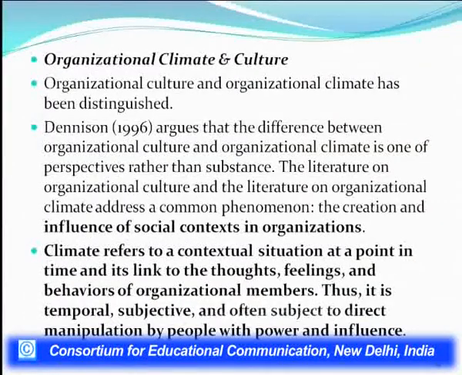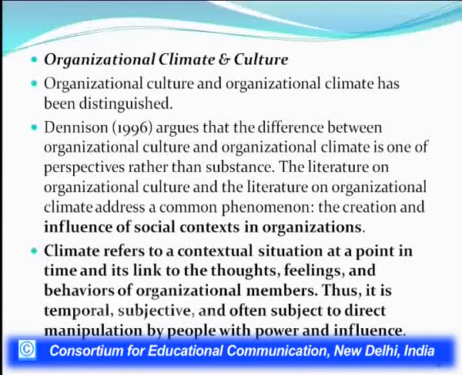Next important factor is organizational culture and organizational climate. There is a distinction between organizational culture and climate. Organizational culture and climate basically relate to either your perspective or the perspective of the employees and the time frame within which we are talking about it. So basically, Dennison argues that the difference between organizational culture and organizational climate is one of perspective rather than substance.